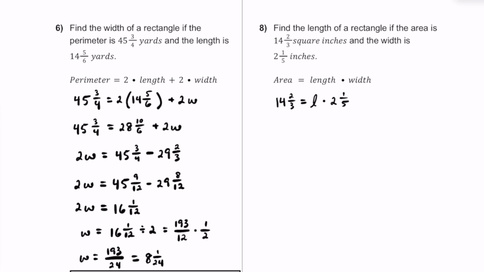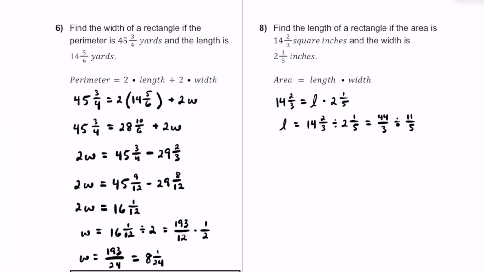Now, if we know that the length times 2 1/5 is equal to 14 2/3, then we should be able to rearrange this and say that the length here is going to be equal to 14 2/3 divided by this 2 1/5, right? Hopefully that makes sense. But that means that we can rewrite this as well and say, for dividing fractions, we can turn them both into improper fractions. So 14 2/3 is going to be 42 plus 2, that's 44 thirds. So that's going to be 44 over 3. Divided by, and let's see, this 2 1/5 as an improper is going to be 10 plus 1, so 11 over 5.